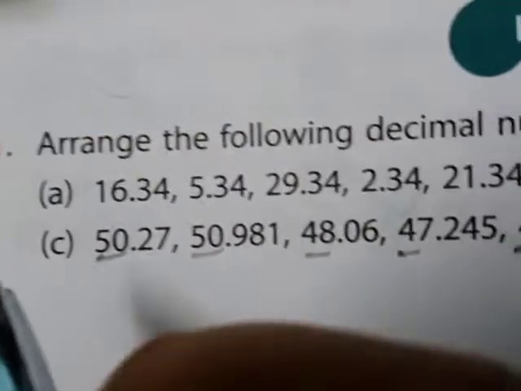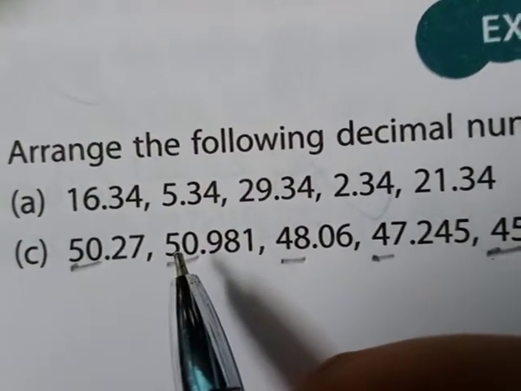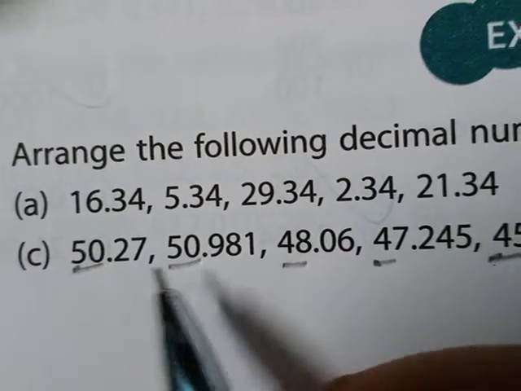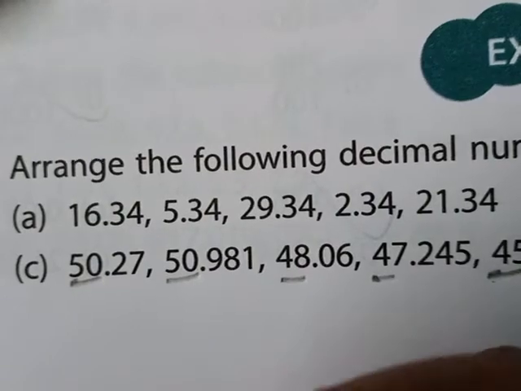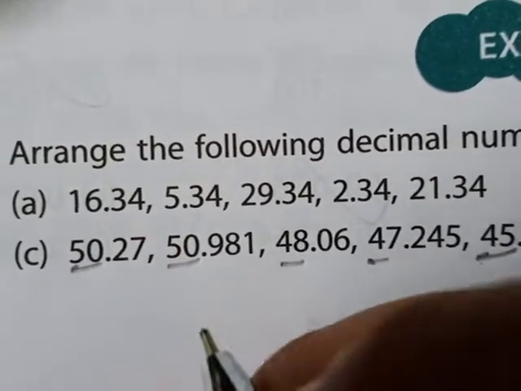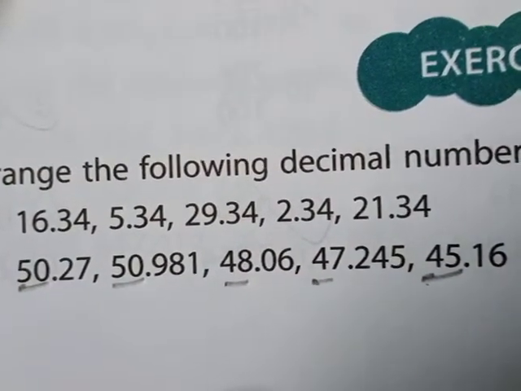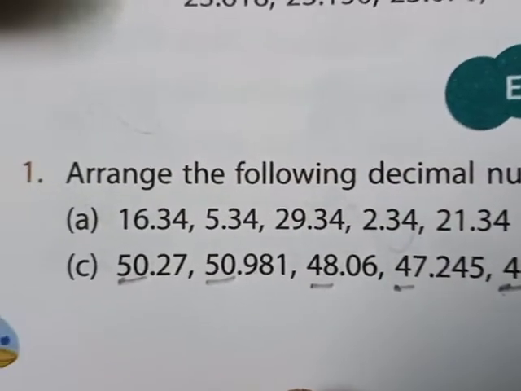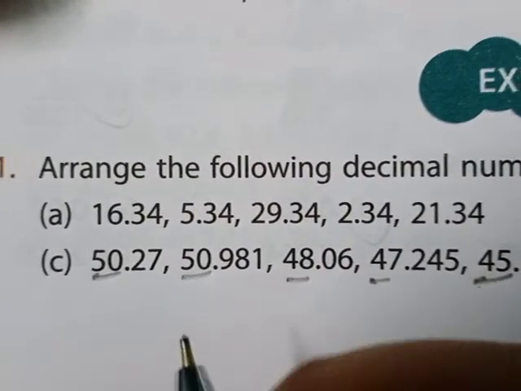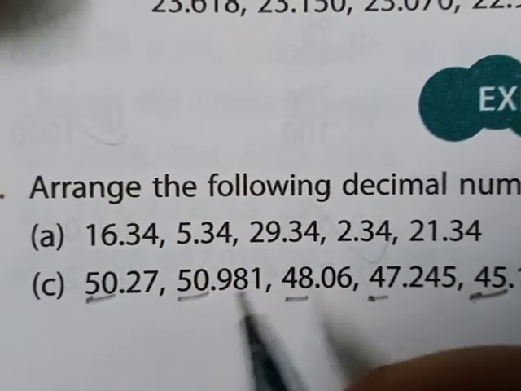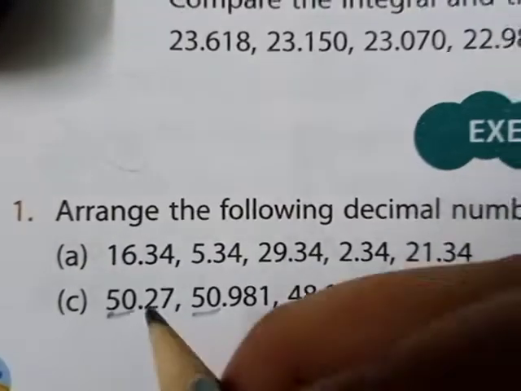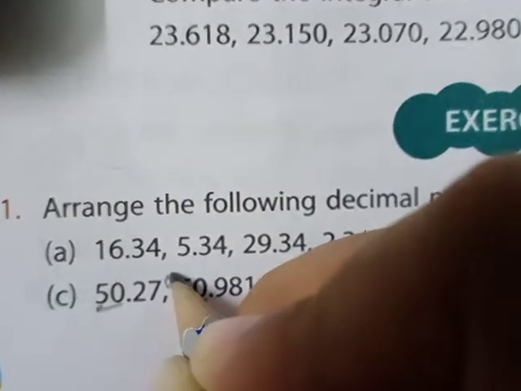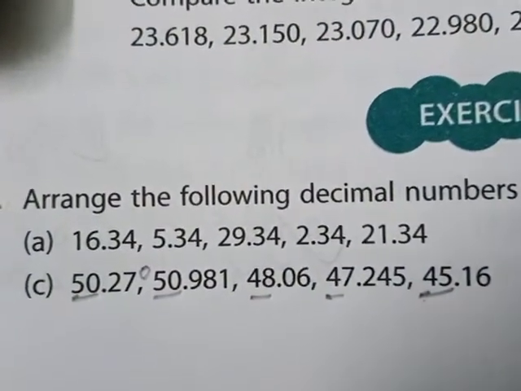Now comes here, you see 50 and 50. Here both the integral parts are similar. So now when we have the integral part same, what do we see? We see the decimal part. When the integral parts are the same, then only we will see the decimal part, otherwise we will leave it as it is. Here it is 3 digits, here it is only 2 digits. So when 3 and 2, what do we do? We'll put a 0 and make both of them like decimals.